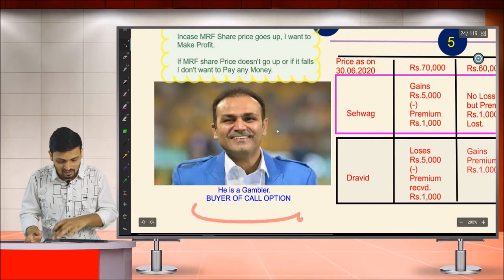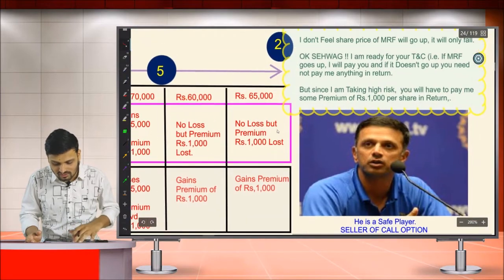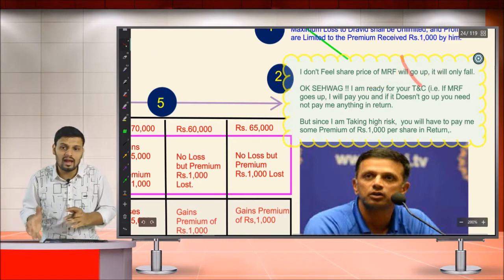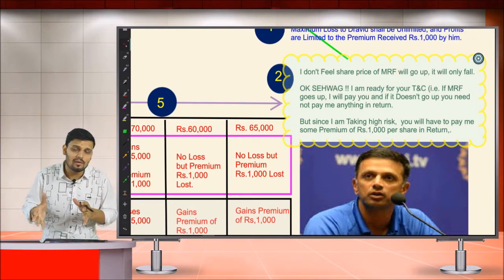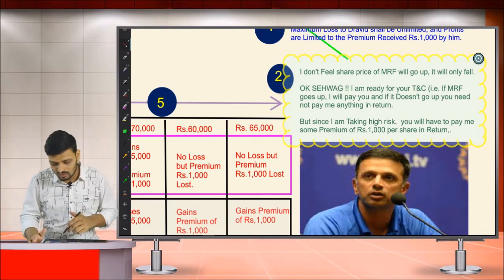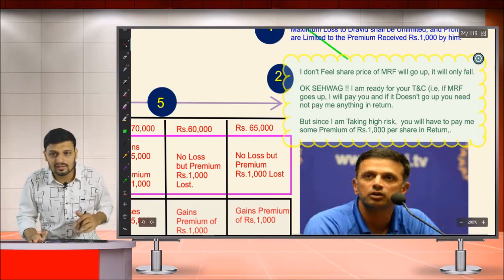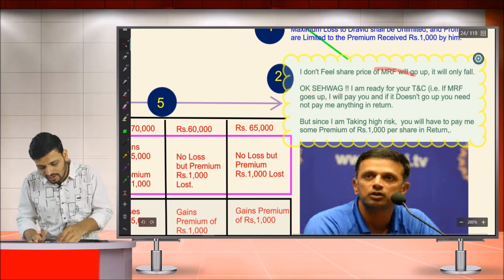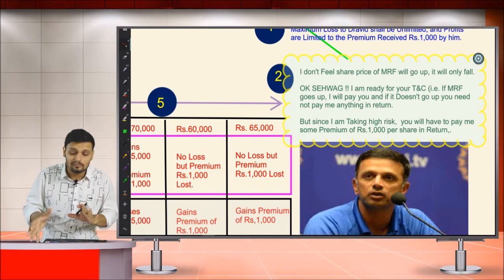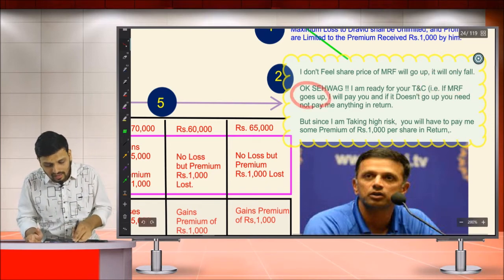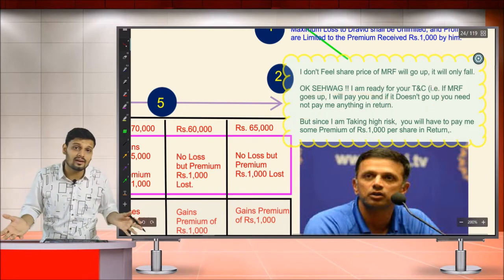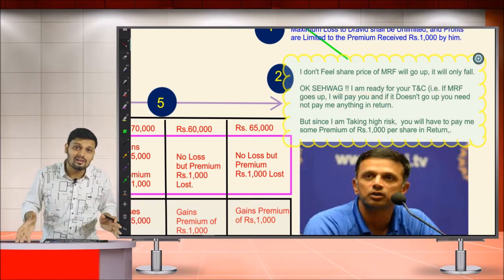Let us now try to understand what Dravid is telling. I don't feel the share price of MRF will go up. So Dravid is thinking that the MRF share price will not go up. Already it is at 65,000. Now from now onwards, it will only try to come down. So it will only fall is what Dravid is telling. Okay, Sehwag, I am ready for your terms and conditions. If MRF goes up, I will pay you, and if it doesn't go up, you need not pay me anything in return. So everything is sorted.